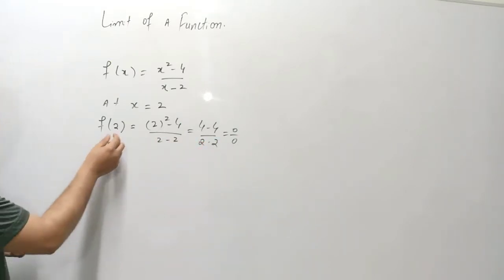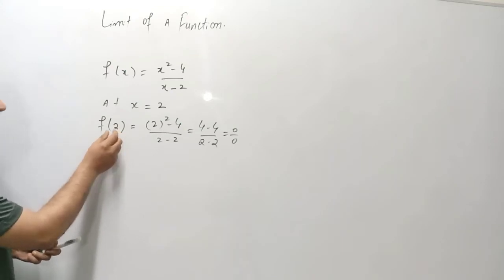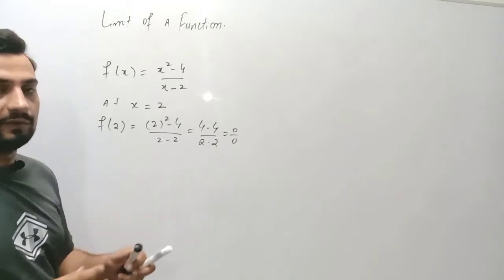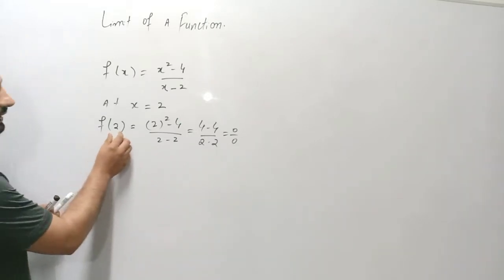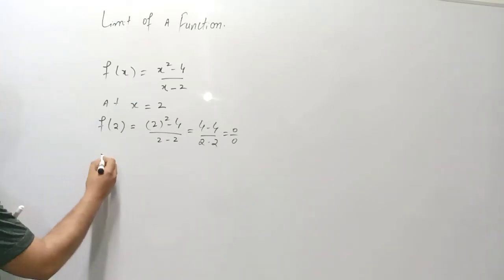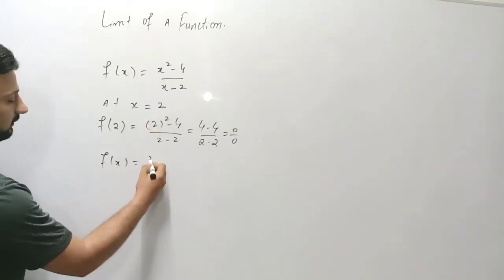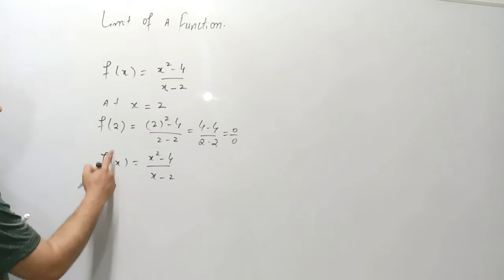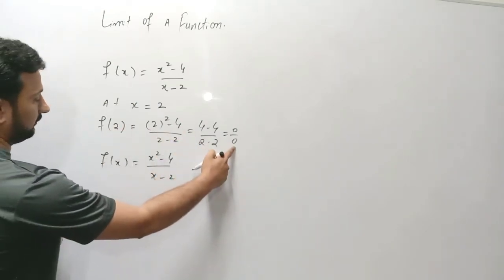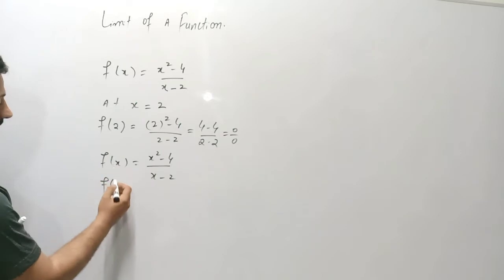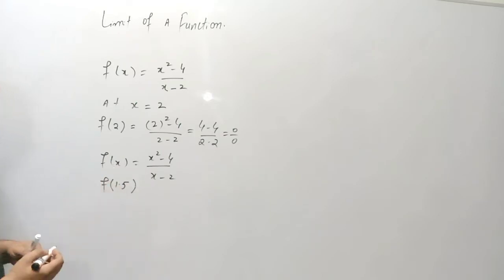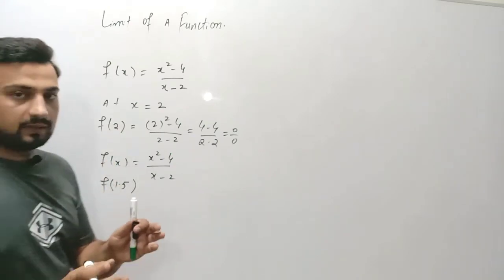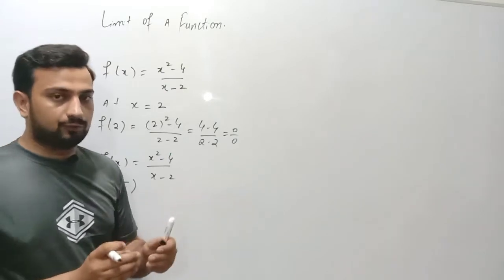So what if we choose some neighborhood of this point 2 and then substitute in this function? That pattern will give us information about what will happen at x equals 2. Let's suppose we have the function x square minus 4 over x minus 2. When we substitute 2, we have no information. So now we are going to choose x equals 1.5, because 1.5 is very close to 2. We want to check what will happen in some neighborhood of 2.